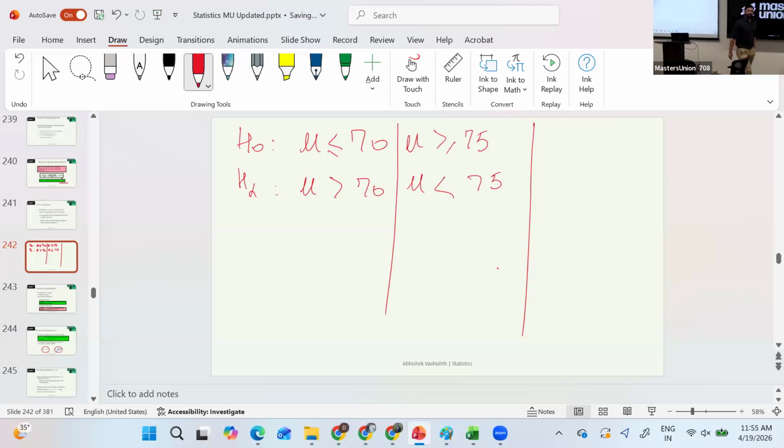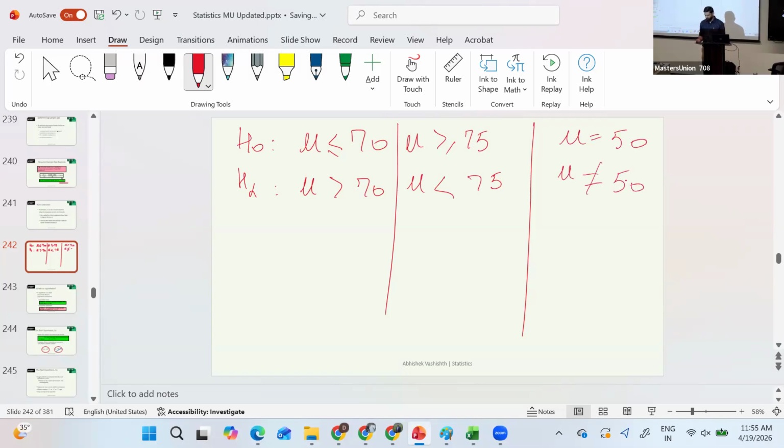Let's say MU says that we have 50 students in each class. They're not saying that we have at most 50 or at least 60, whatever. They're saying we have 50 students in each class. So the hypothesis will be mu equals 50 and the alternate will be that it is not equal to 50.